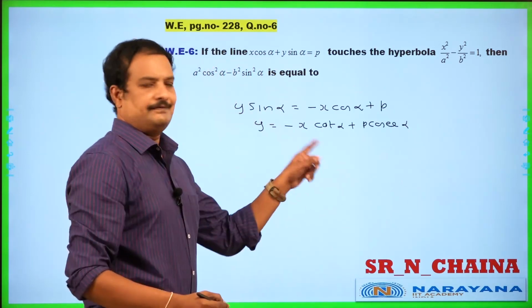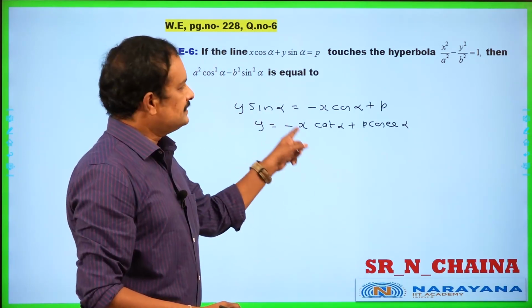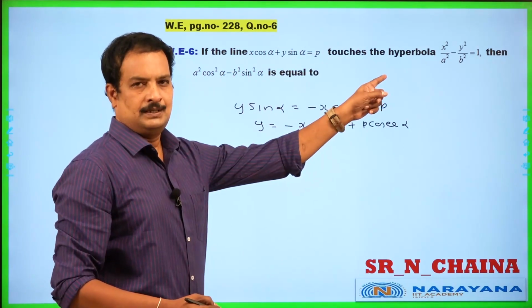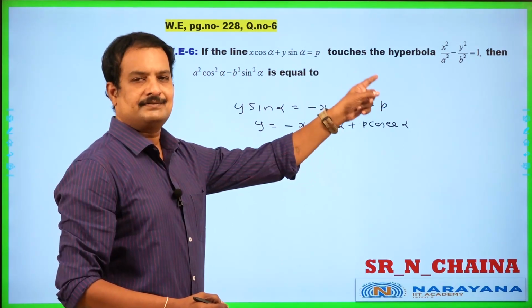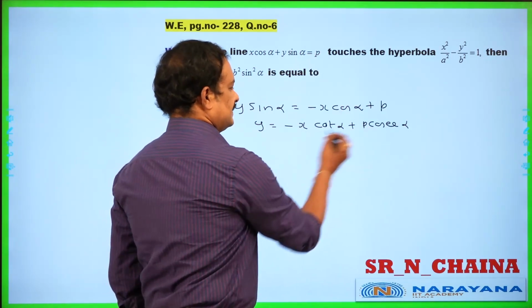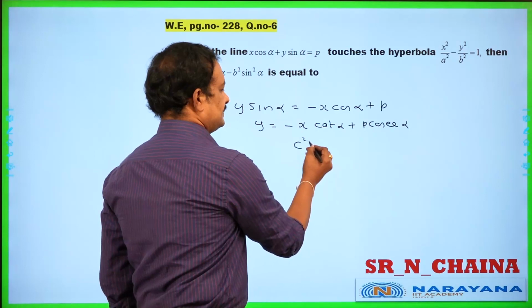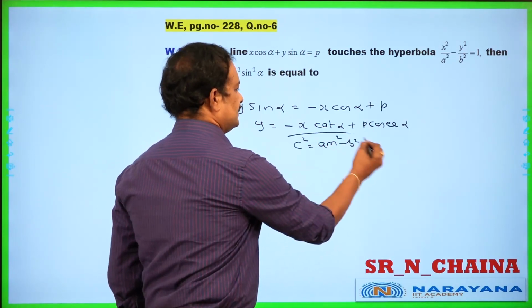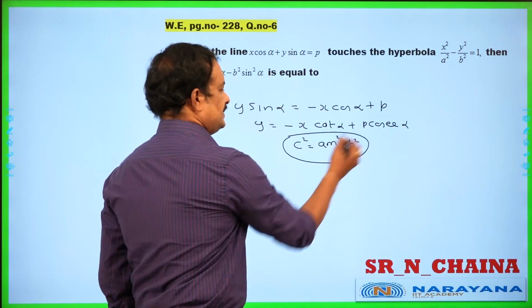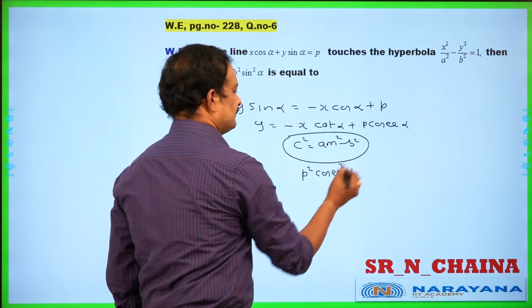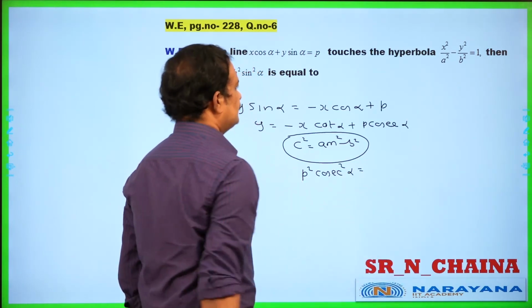So this is very clearly in the form of y equal to mx plus c. Since this line touches the hyperbola, it is a tangent, so the condition to be satisfied is c square equal to a square m square minus b square. So c square means p square cosecant square alpha. So this is p square cosecant square alpha equal to a square m square minus b square.